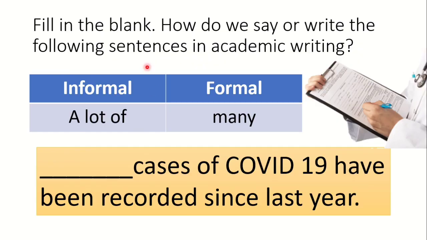For this activity, fill in the blank. How do we say or write the following sentences in academic writing? Choices are a lot of or many. Kindly read the incomplete sentence. Begin. Okay. What is the correct word? Many. Very good. Many cases of COVID-19 have been recorded since last year.